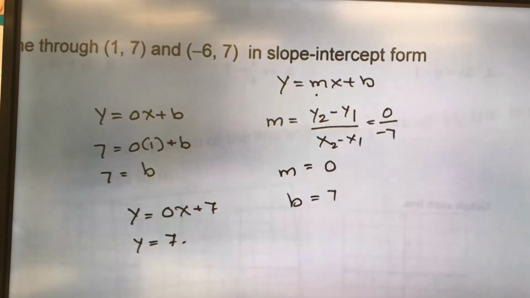So I hope you understand how to write the equation of a line in slope intercept form if you are given 2 points or if you are given a point and the slope.